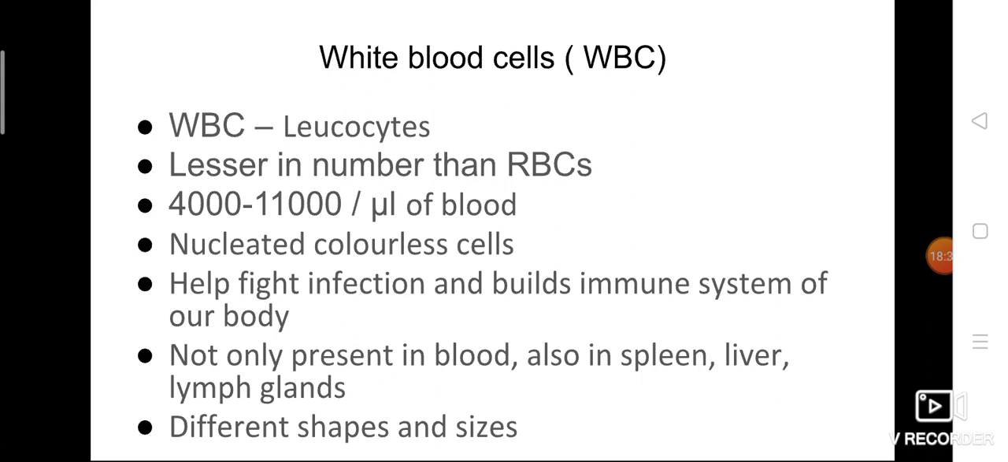What about the nucleus? RBC has an absence of nucleus, WBC has a presence of nucleus. What about color? RBC is red in color, WBC is white in color. What about the pigment? Hemoglobin pigment is present in RBC, hemoglobin pigment is absent in WBC. Then what about shape? RBC is biconcave, here it is a different shape. And what about the function?